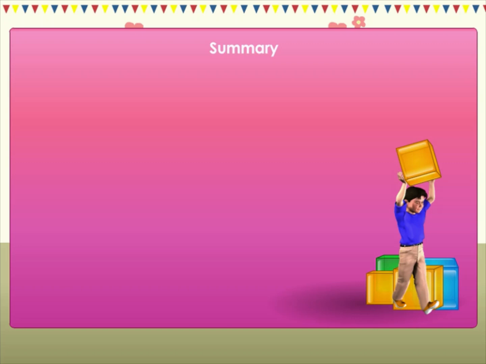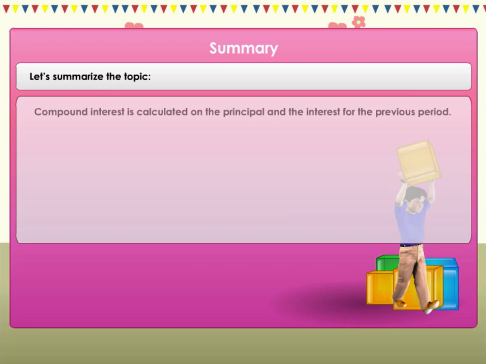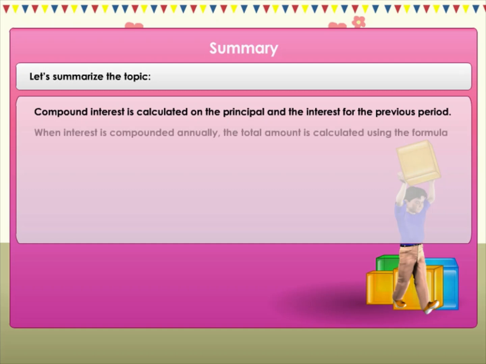Summary. Let's summarize the topic. Compound interest is calculated on the principal and the interest for the previous period. When interest is compounded annually, the total amount is calculated using the formula A is equal to P into 1 plus R by 100, the whole power n.